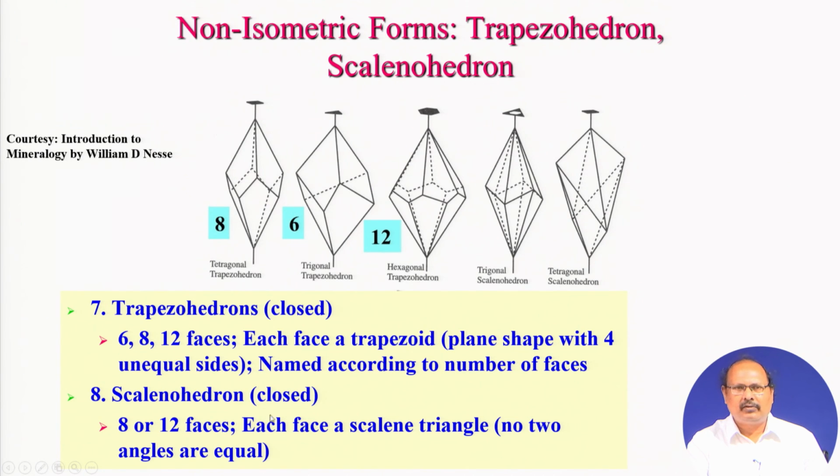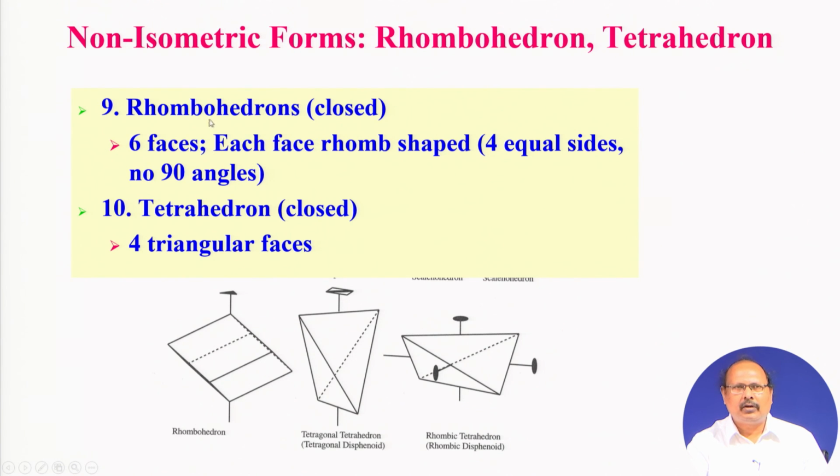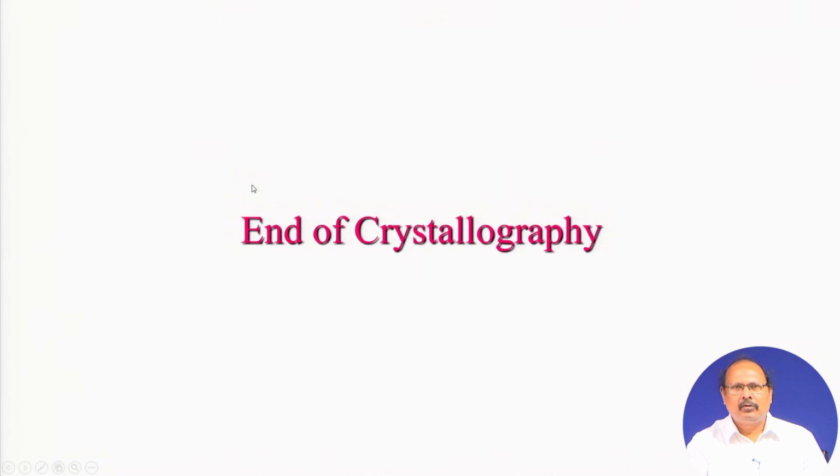And the scalenohedron is a closed form. It is a collection of 8 or 12 faces, each face is a scalene triangle, no two angles are equal. And the remaining two non-isometric crystal forms: one is called the rhombohedron, a closed form consisting of 6 faces, each face rhomb shaped. This is an example of a rhombohedron. And you also have a tetrahedron, a closed form with 4 triangular shaped faces. With this, I come to the end of this course on crystallography.